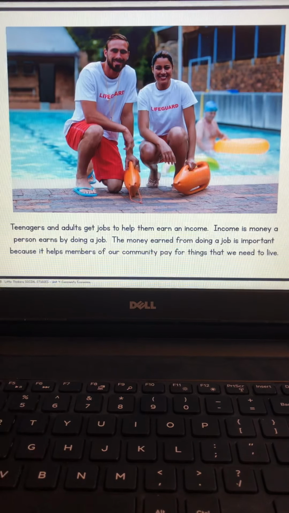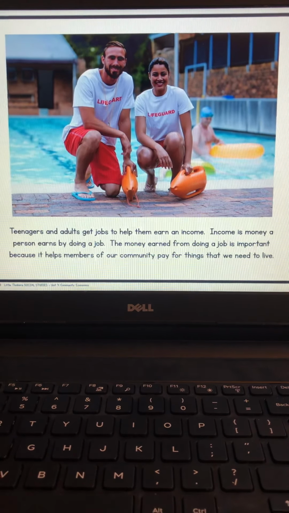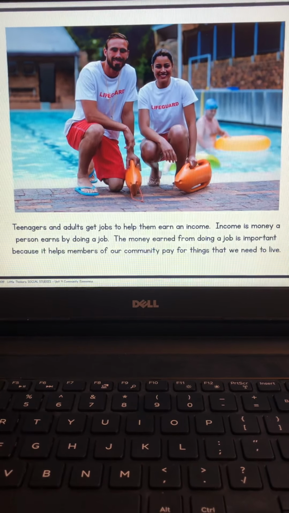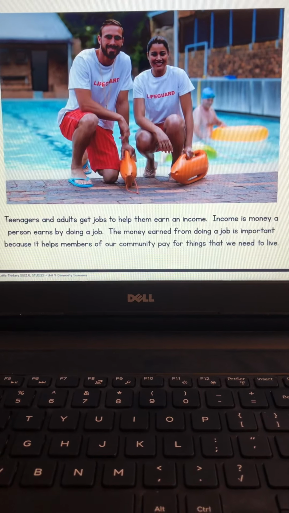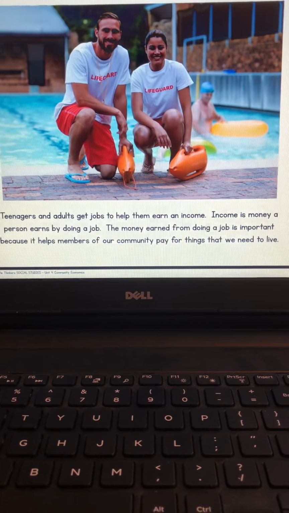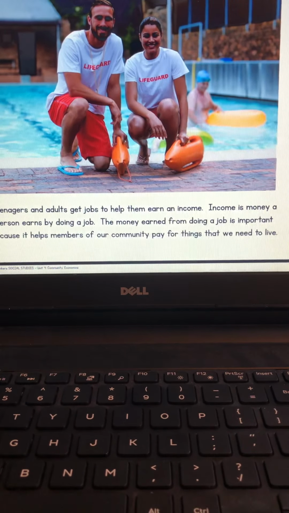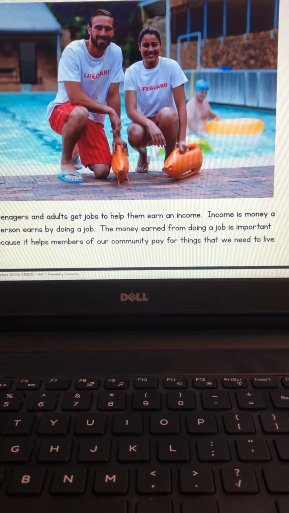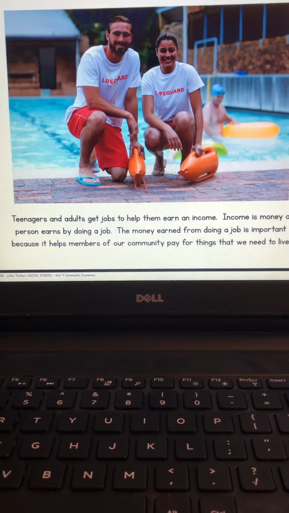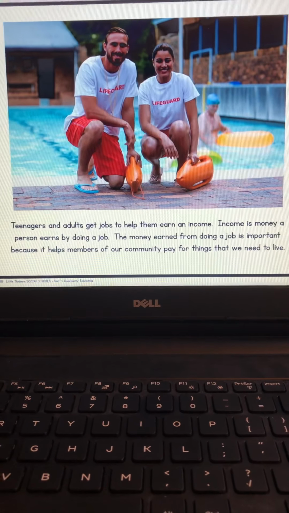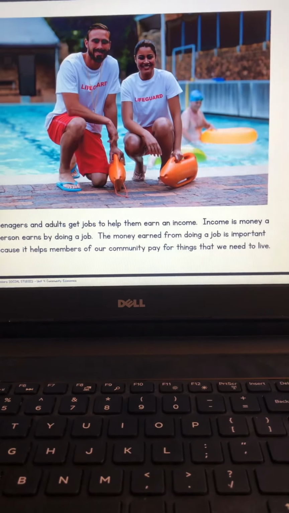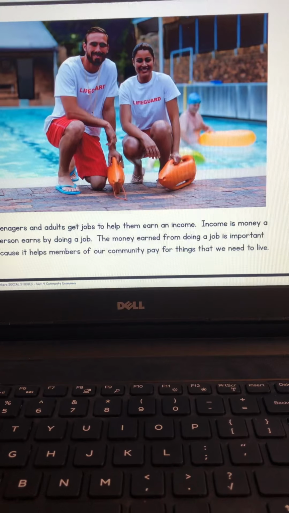Teenagers and adults get jobs to earn an income. We did a lesson on income, and we talked about how income is just money that you make during a job. So pretend this lifeguard worked for 1 hour, and in an hour they made $10. The $10 is their income. The money earned from doing a job is important because it helps members of our community pay for things they need to live. So this lifeguard gets $10 from being a lifeguard.